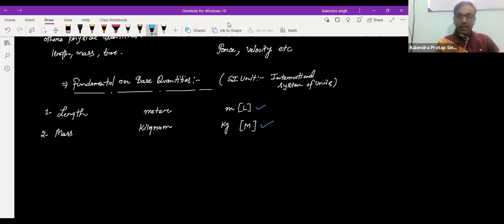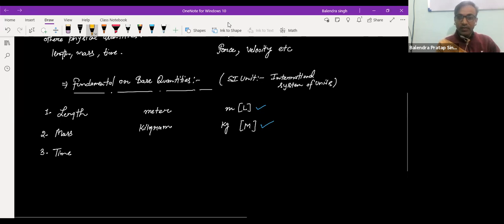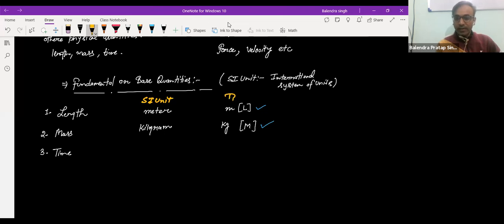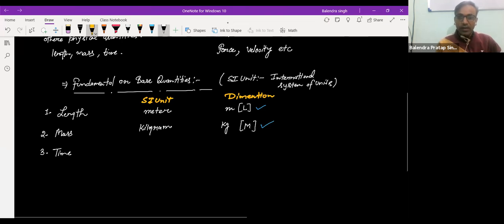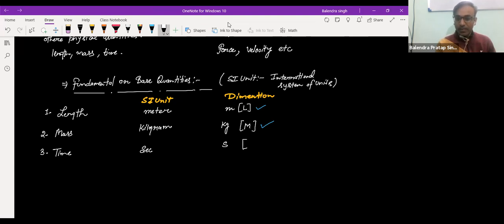Okay. The third one is time. The SI unit of time is second. We represent it as small s, and the dimensional representation is capital T.